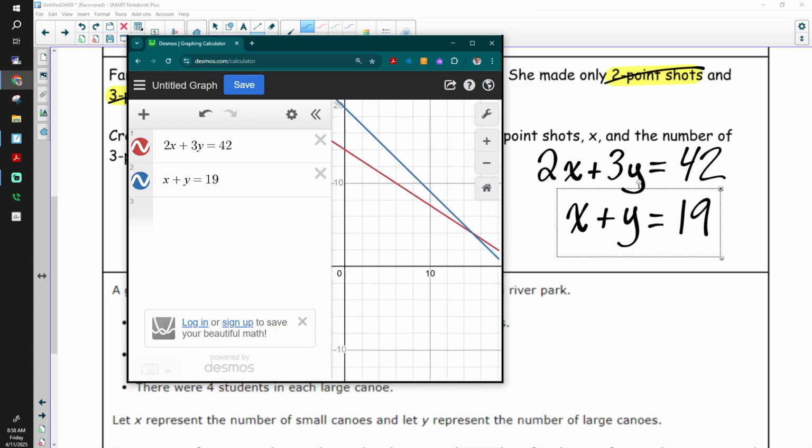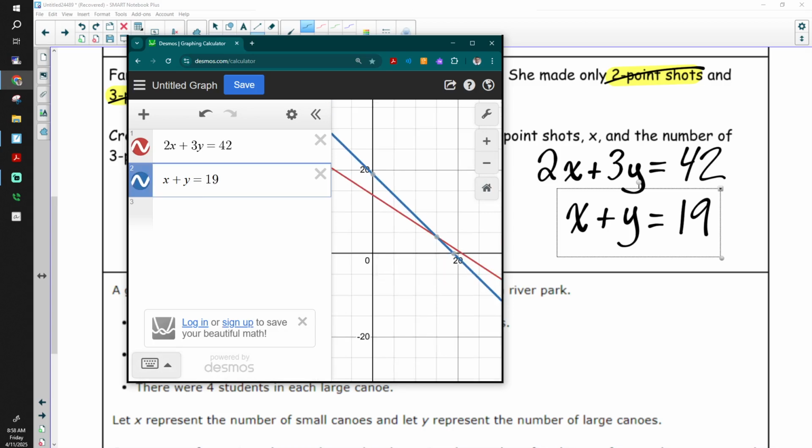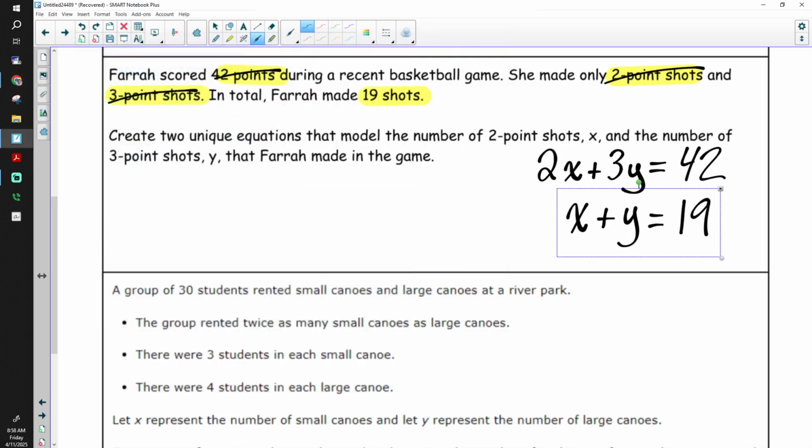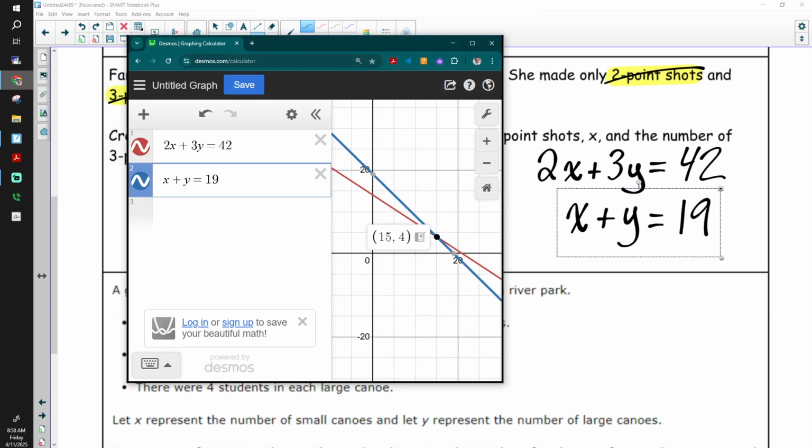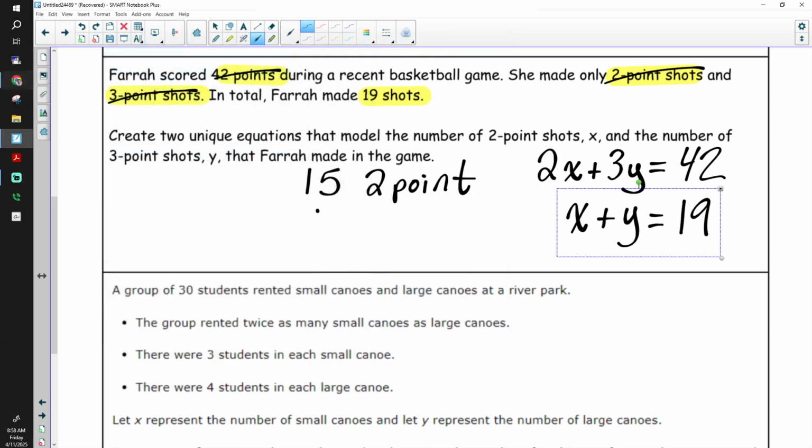Don't forget, you might have to move your graph around, zoom in and out, but you're finding where your 2 lines intersect. This means she made 15 2-point shots and 4 3-point shots.